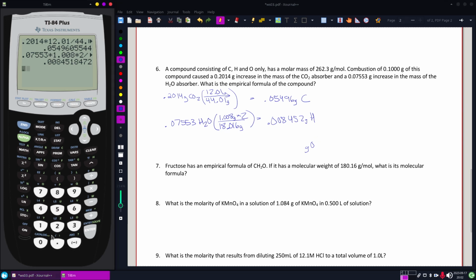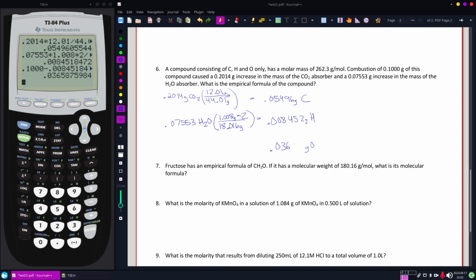Alright, we're going to get the grams of oxygen by difference. So we know there's exactly 0.100 grams of carbon, hydrogen, and oxygen. So I'm just going to subtract the hydrogen and subtract the carbon. And I get that that should be around 0.03659 grams. Alright, just like a standard empirical formula calculation, we'll convert each of these masses into moles using the molecular weight of each of those individual atoms.